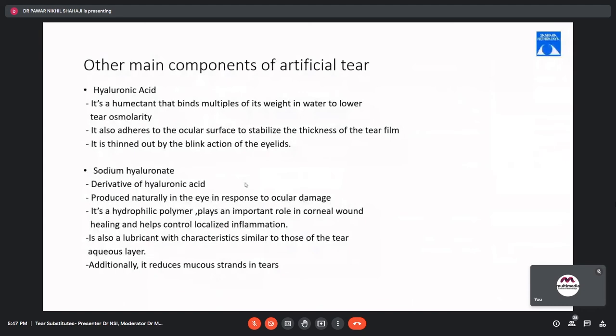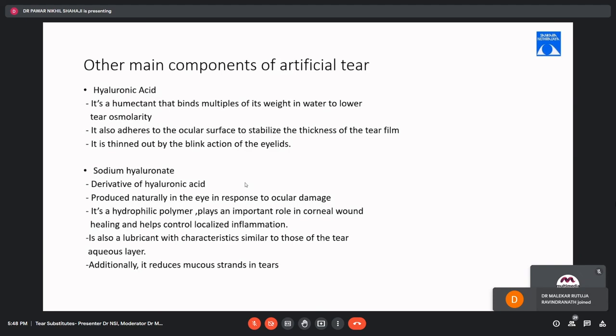Another main component of artificial tears is hyaluronic acid. It binds multiples of its weight. So this should actually find a place next to your emulsions. In the newer artificial tear substitutes, which are not there in the FDA classifications, are these two components, hyaluronic acid and sodium hyaluronate. Because it's very confusing to actually classify tear film substitutes, it's not given anywhere very clearly. So at least you can put it up a little more clearly.